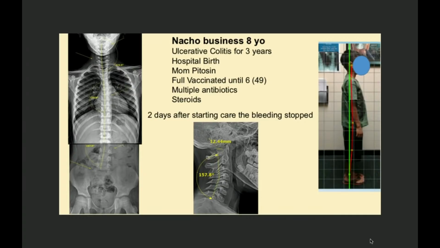Hospital birth, mom had Pitocin, which initiates uterine contractions, typically before the cervix is dilated, and usually causes neck damage in kids. Also, 60% increase in vaccine damage if the mom's given Pitocin. Fully vaccinated until 6, so that's 49 shots, multiple courses of antibiotics from ear infections, and steroids. So I said, buddy, I want to tell you your story. I think it was like 2 weeks and he started to eat better and you're not afraid of food.